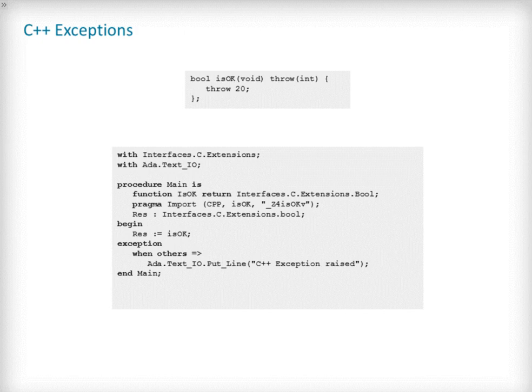The Ada main program here has imported the isOK subprogram and has declared a possible result value and has called isOK. There is a general Ada exception handler put in place, and in fact this is the only type of exception handler that can see generated C++ exceptions. On this occasion, the default handler will print out the string C++ exception raised, and on execution this Ada main program does indeed output the string as expected.